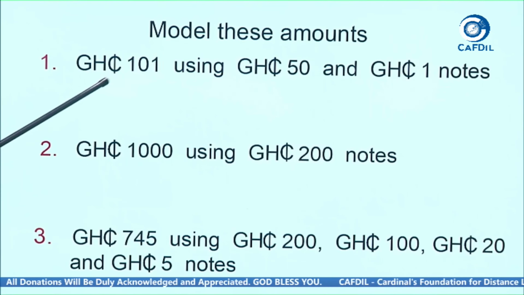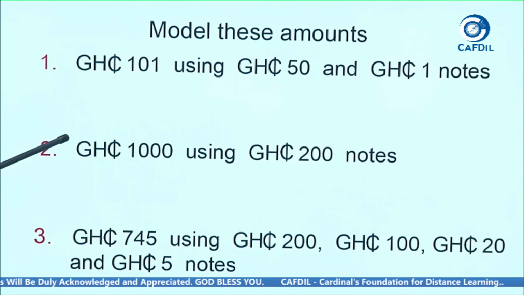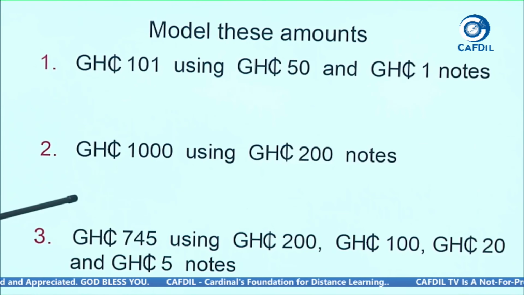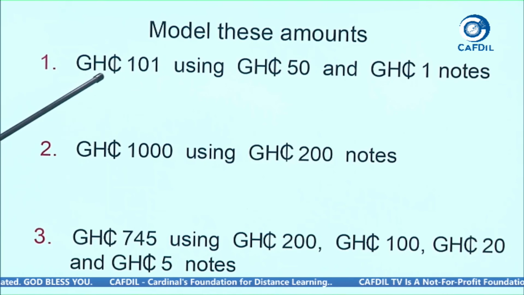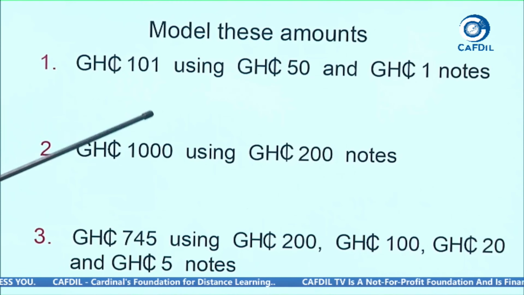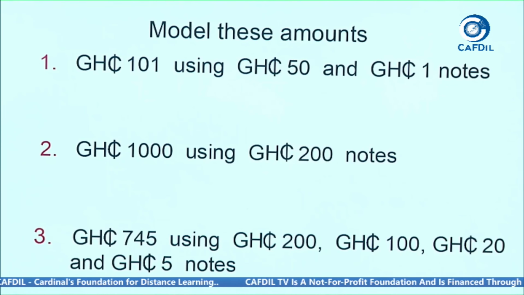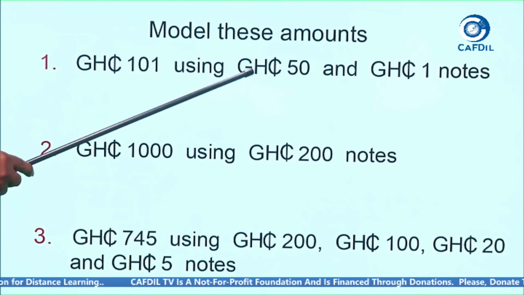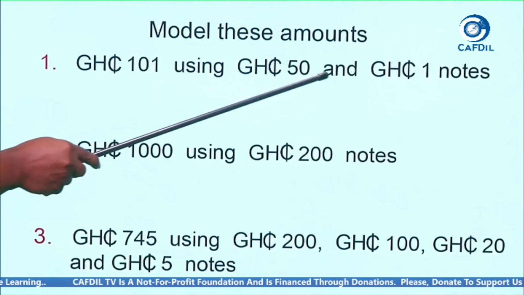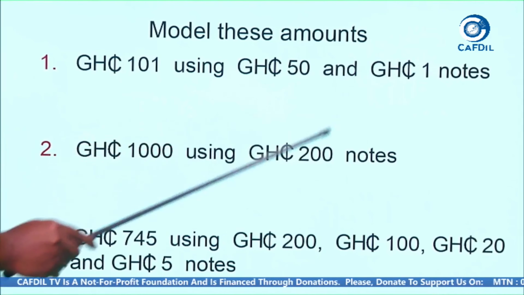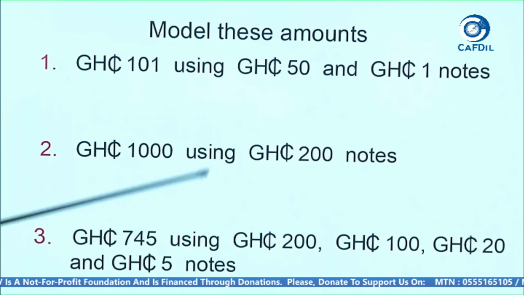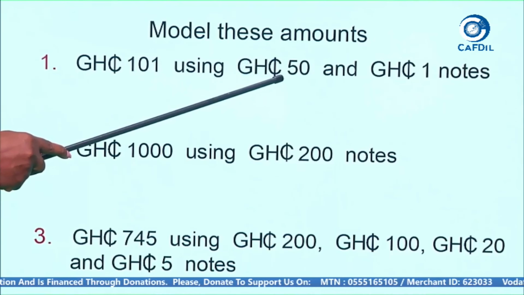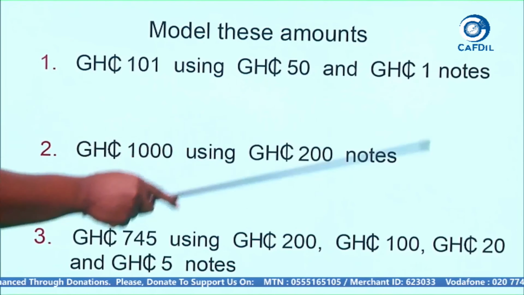So this is our cedi sign telling us it's in Ghana cedis. So 101 Ghana cedis. How are we going to model it? We want to model 101 cedis using the 50 Ghana cedis and 1 cedi notes. We are going to model this amount using 50 cedis and 1 cedi note.